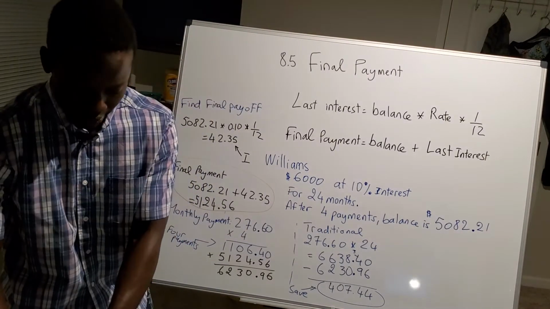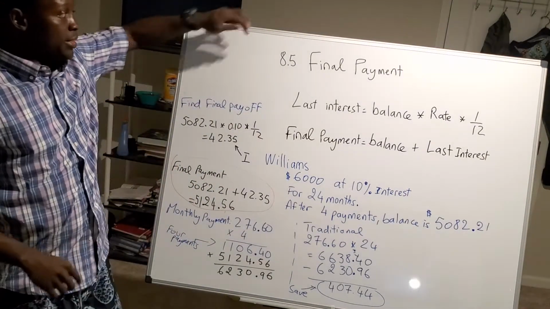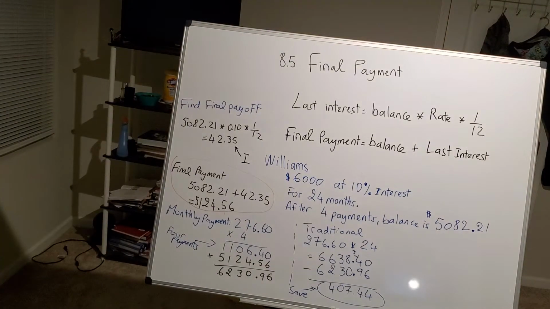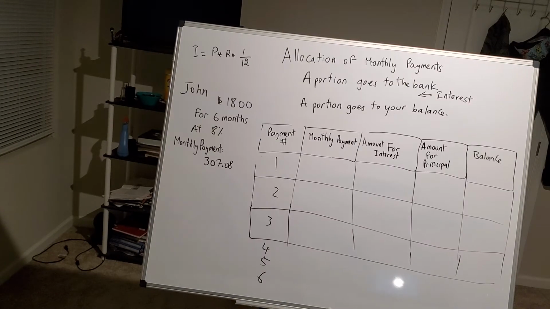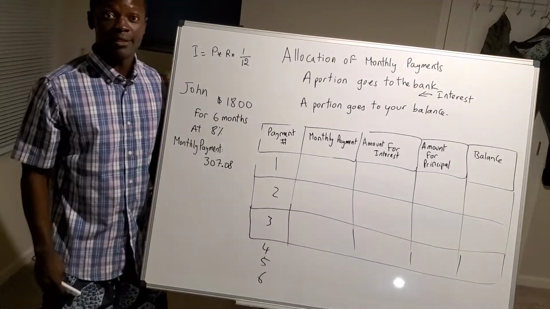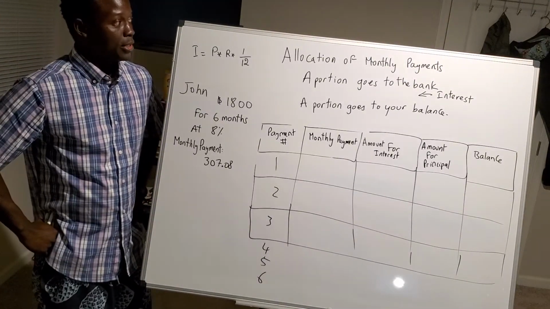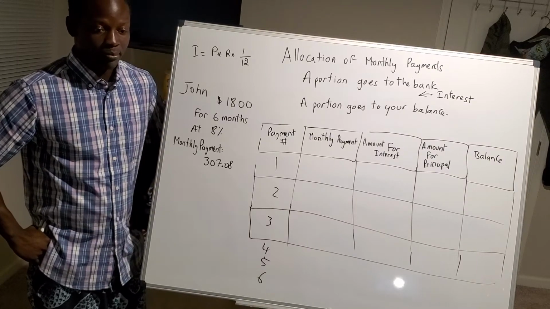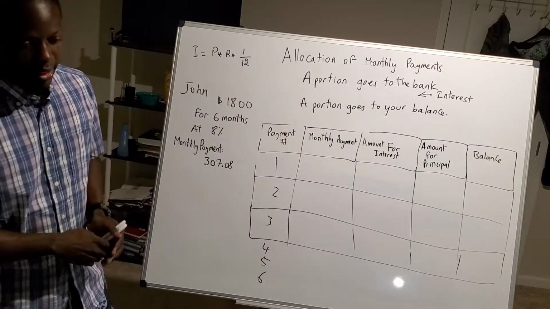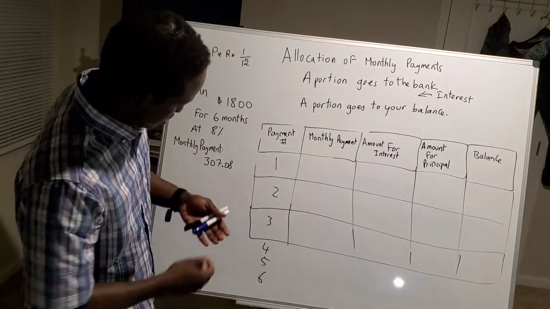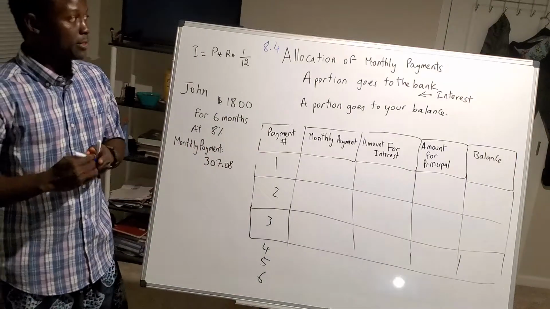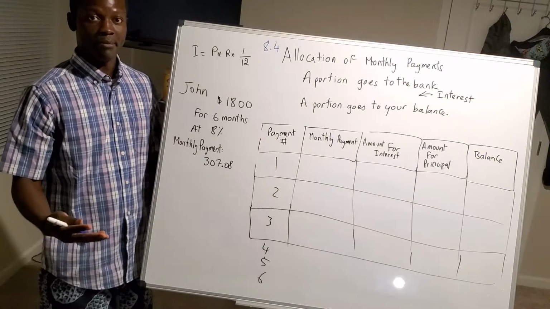All right, I'm going to pause this again. So this is 8.5. We're going to go to 8.4. All right, hello everyone again. Welcome back. So today we're going to be talking about 8.4. So I'm going to put here 8.4. This is for allocation of monthly payments.